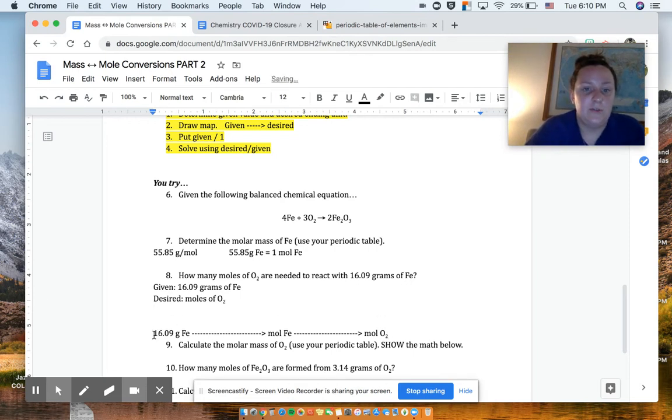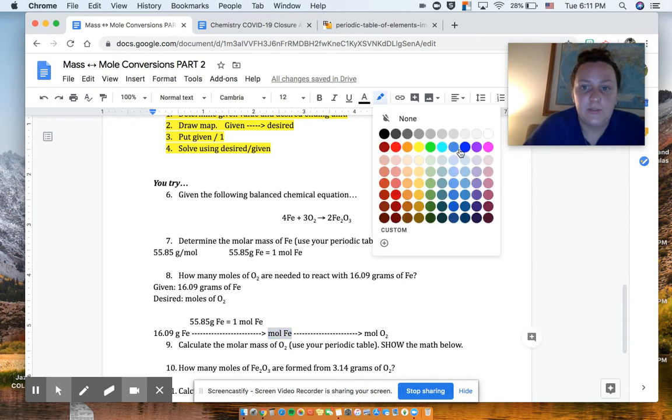First step, to go from grams of iron to moles of iron, we're going to use this equality statement that we already found. That's our molar mass. So that's going to go over this arrow. And then to go from moles of Fe to moles of O2, this is where we're going to be using our mole ratio. I'm just going to actually do some highlighting here.